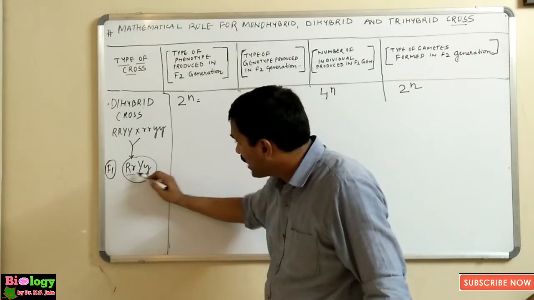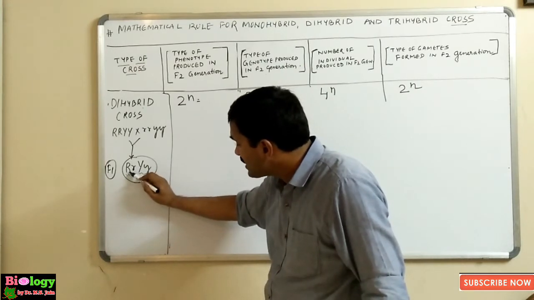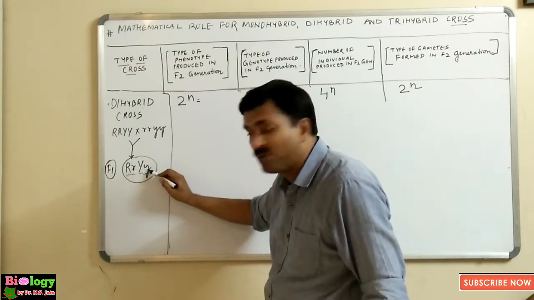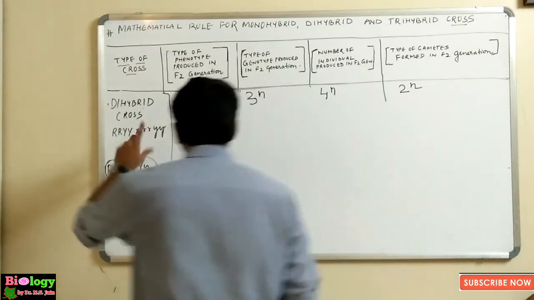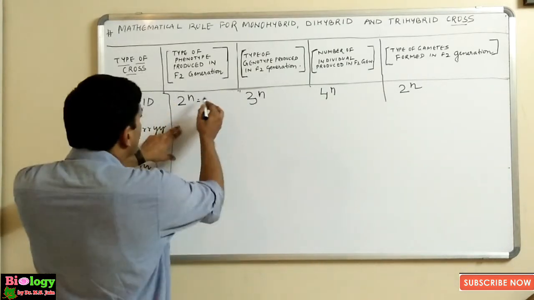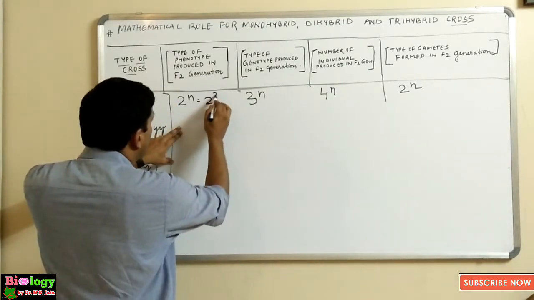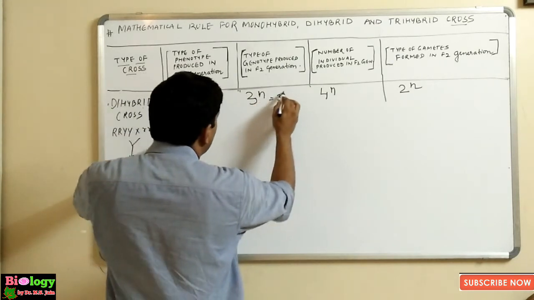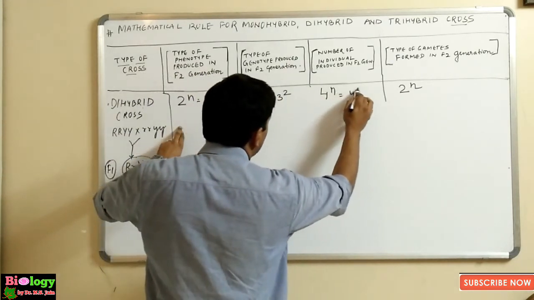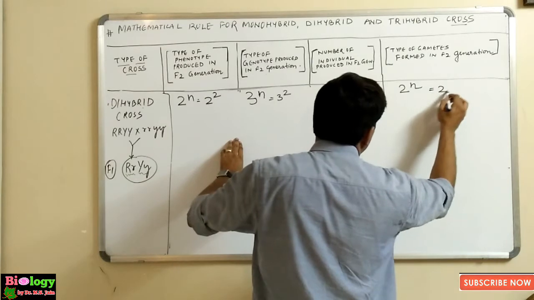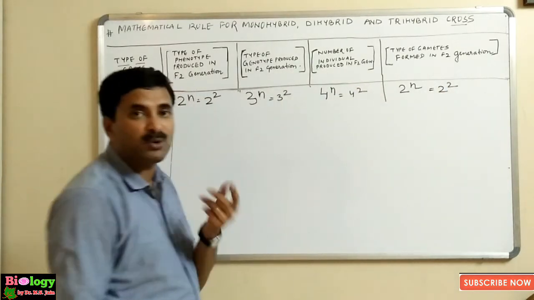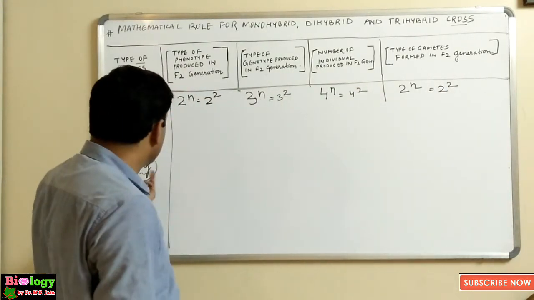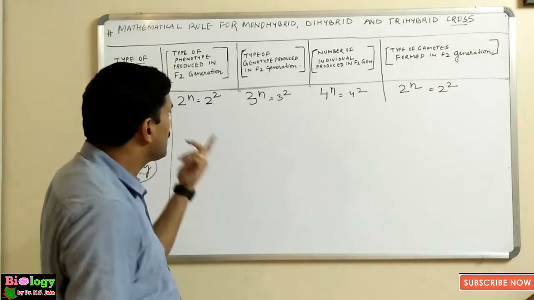So here 2 types of heterozygotes are produced. One is capital R, small r, another is capital Y, small y. So 2 types of heterozygotes are produced, and we are talking about the dihybrid cross. So we will be putting the power of 2: 2 to the power of 2, here 3 to the power of 2, here 4 to the power of 2, here 2 to the power of 2. Why? Because we are talking about dihybrid cross, and in dihybrid cross the number of heterozygotes is 2 in number.